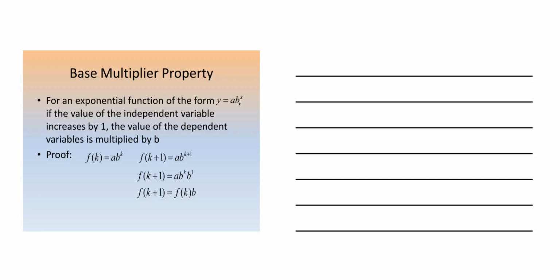Today's multiplier property for an exponential function of the form y equals ab to the x. If the value of the independent variable increases by 1, the value of the dependent variable is multiplied by b. We've sort of seen it before, and there's a proof for it.